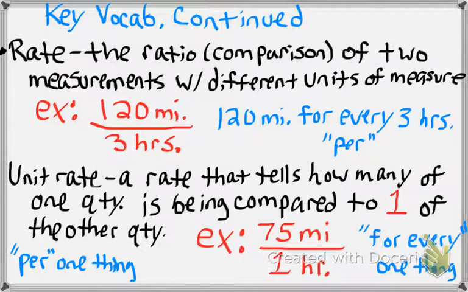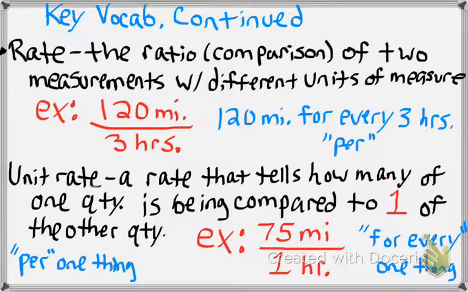So a few more vocabulary words. Rate and unit rate. Again, these should sound very familiar from Chapter 4 from last year. Now, a rate is some kind of comparison of two numbers, but here's the important part. They will have different units of measure. So an example would be, we went 120 miles in 3 hours. So you can compare that, 120 miles per 3 hours, 120 miles for every 3 hours. But what's important is that it's two different units of measure. That's what makes it a rate.